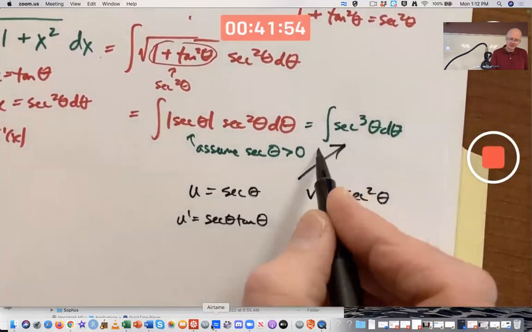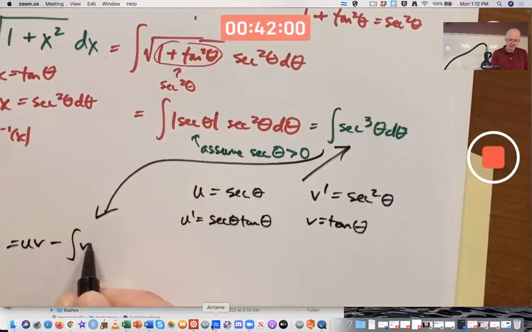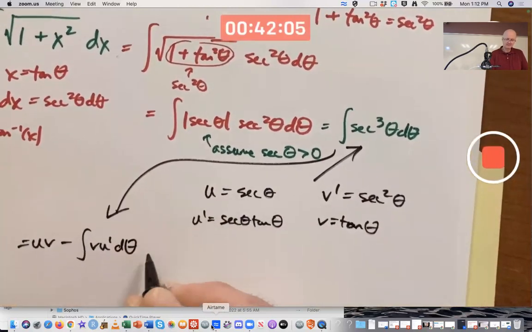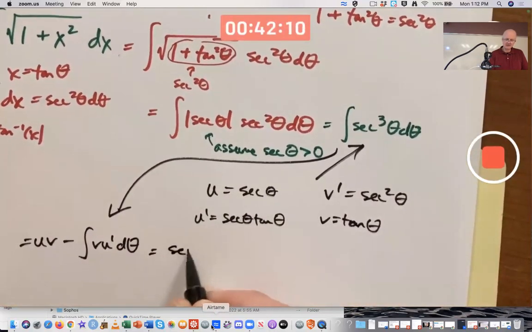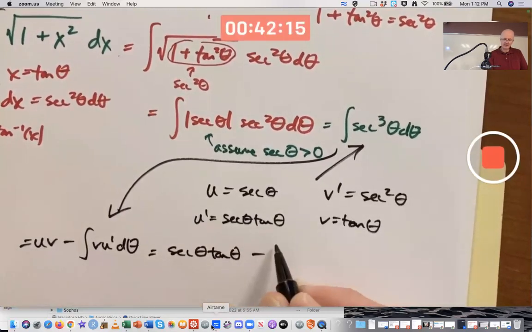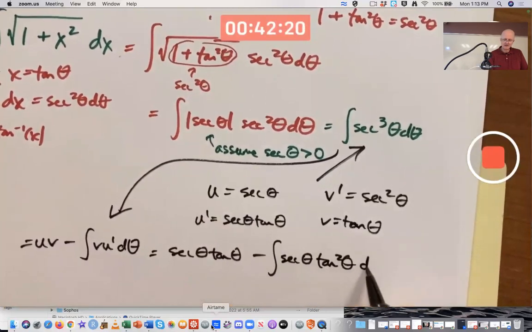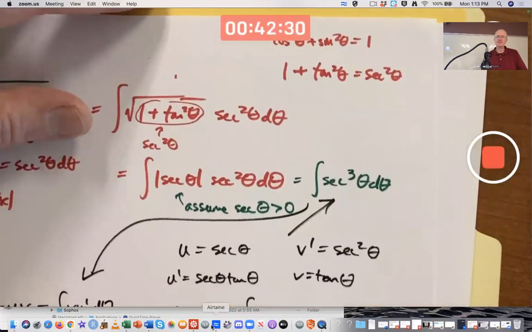If we now use integration by parts, uv minus the integral of v u prime with respect to the variable, which is theta again. U times v is going to be secant times tangent minus the integral of v times u prime, which is going to be the integral of secant times tangent squared. Doesn't seem like we've helped ourselves much, but it is okay. We are making progress.